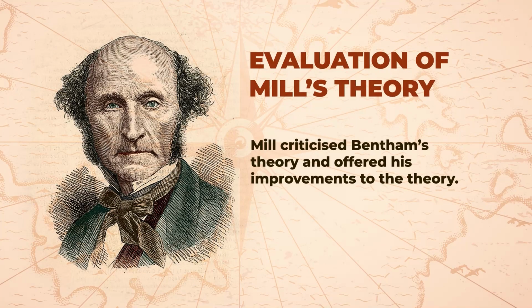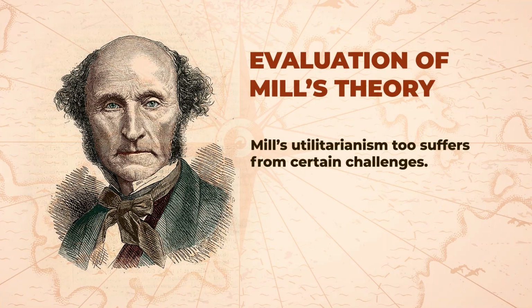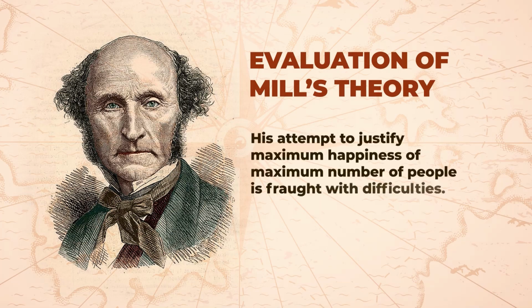Now we will go on to evaluate Mill's theory. We will now examine the pros and cons of Mill's utilitarian theory. Mill criticized Bentham's theory and offered his own improvements to it. But Mill's utilitarianism too suffers from certain challenges. His attempt to justify the maximum happiness of the maximum number of people is fraught with difficulties.